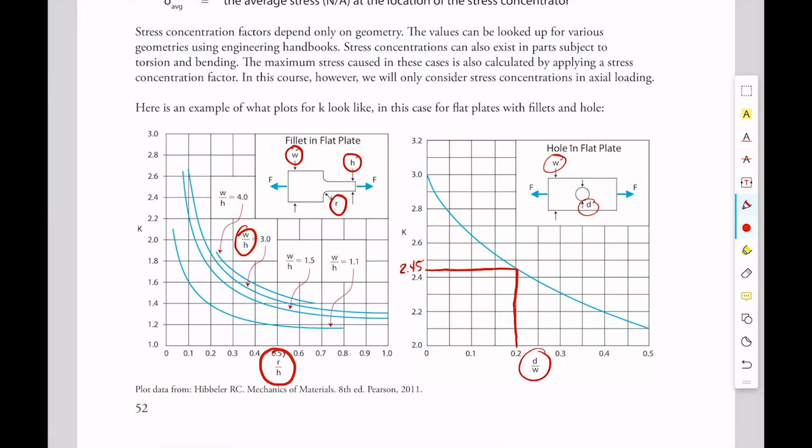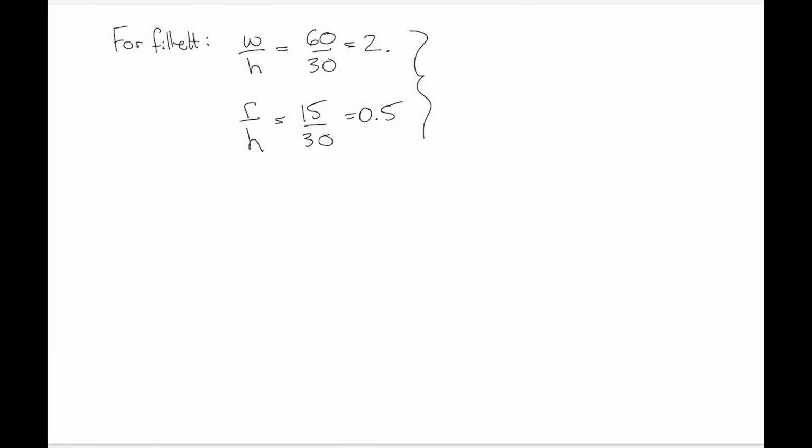So we're on 0.5 on the x-axis. So there we are, and we go up until we hit the line for 2. So we've got a line for 1.5, that's this line. We've got a line for 3, that's that line, so the line for 2 is somewhere in between there, so it looks like we're at approximately 1.4. So this means that K is 1.4.